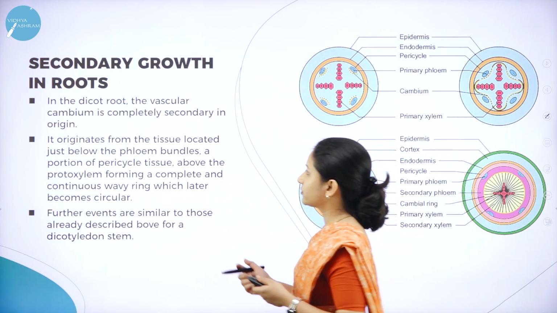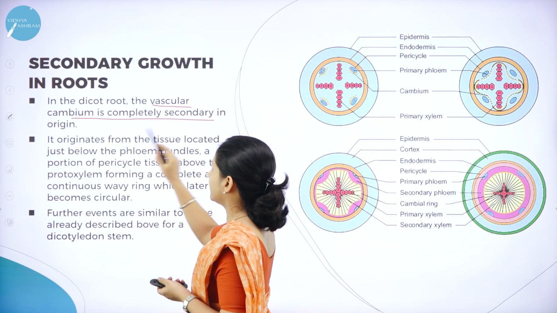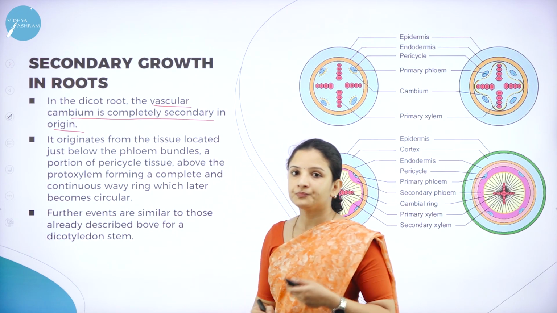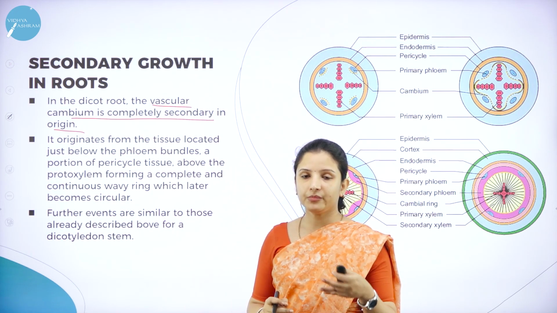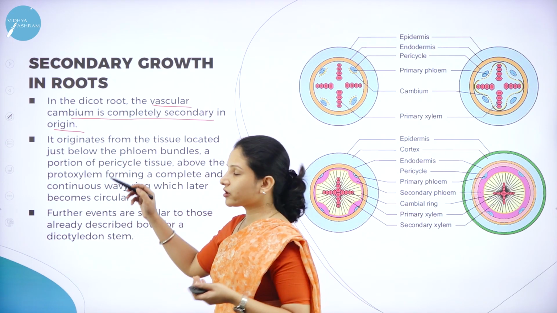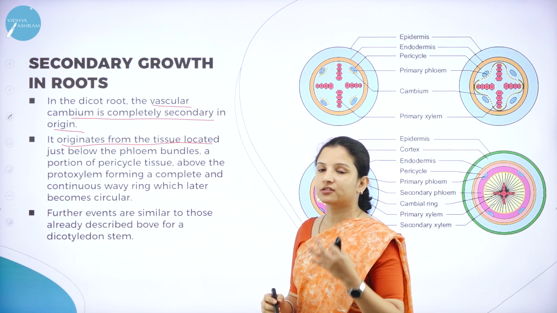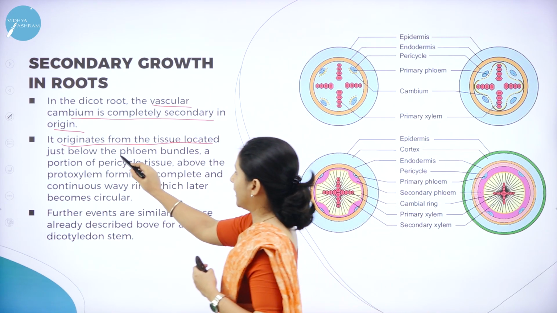In the dicot root, the vascular cambium is completely secondary in origin. So here the vascular cambium is completely secondary in origin, and from where does it originate? It originates from the tissues that are located just below the phloem bundles.